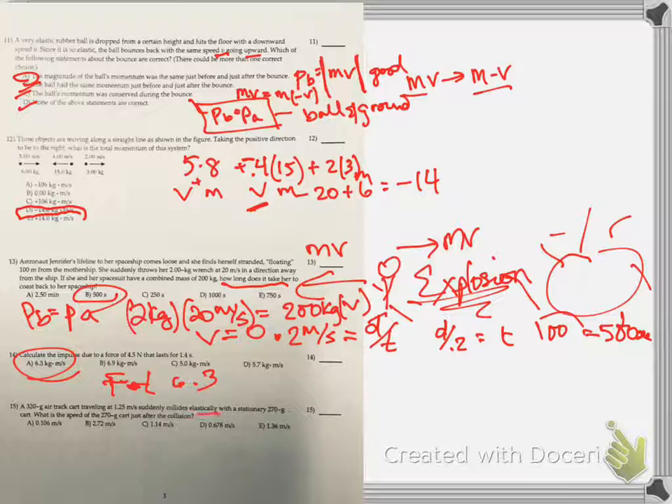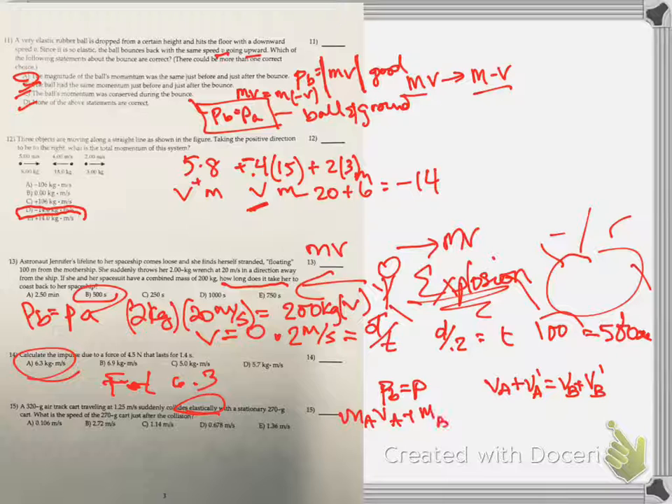it's an elastic collision, so you're going to have to combine p before and p after with vA plus vA prime equals vB plus vB prime. So mA vA plus mB vB equals mA vA prime plus mB vB prime. You plug in. I'm going to wait to do this because class is starting.